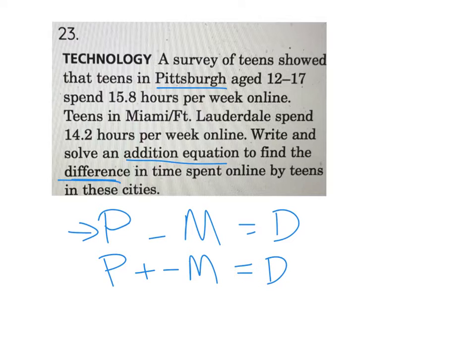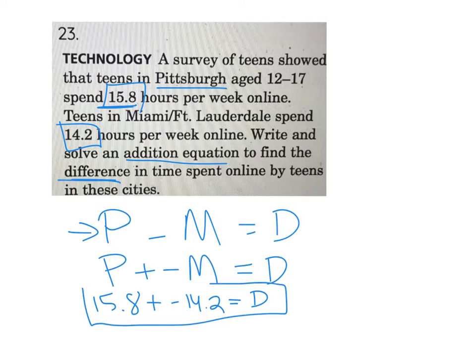Now, here's the thing. We know how many hours the teens in Pittsburgh spent online. They told it to us. It was 15.8 hours, right? And we also know the amount of time that the teens in Miami-Fort Lauderdale spent online because they told that to us. That was 14.2. So 15.8 plus a negative 14.2 is an addition equation that you could use to find the difference in the hours that they spent online.